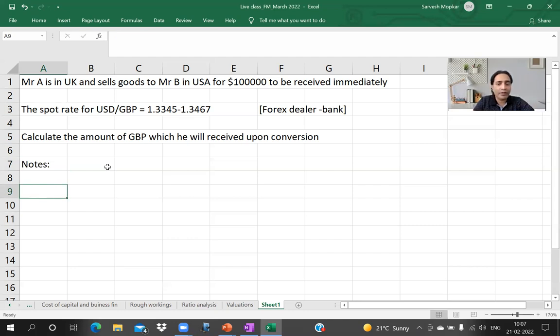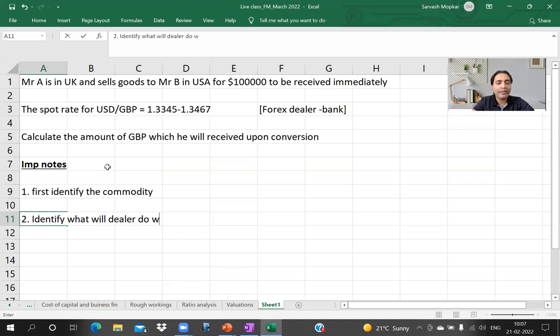Okay, so important notes. And these notes, you stick to only these two steps. Don't think about anything else while determining the rates. Only these two things. First, identify the commodity. First job is to identify the commodity. Second job, identify what the dealer will do with that commodity. That means he can do either of two things: he can either buy or sell. There is no third thing that we can do. You can either buy that commodity or you can sell that commodity if you are in the market. It's that easy. Only these two steps have to be followed.